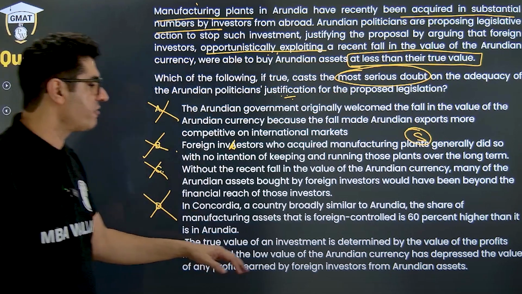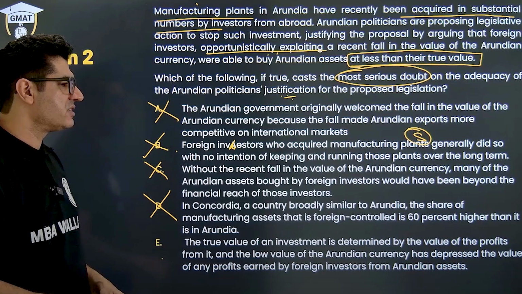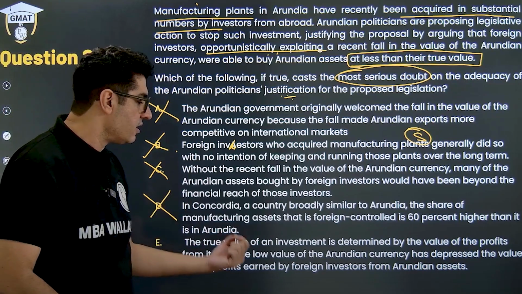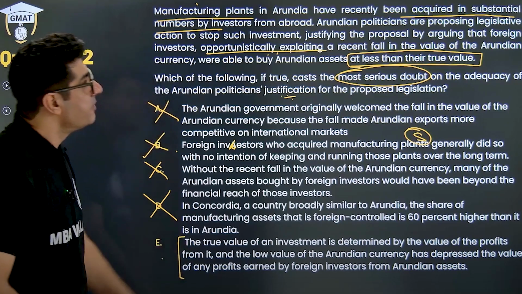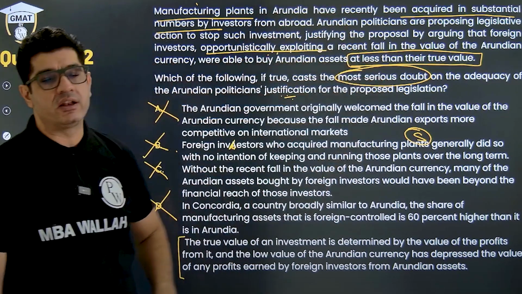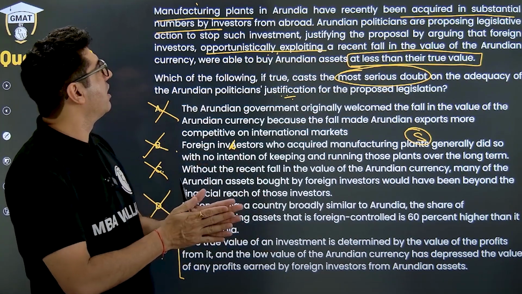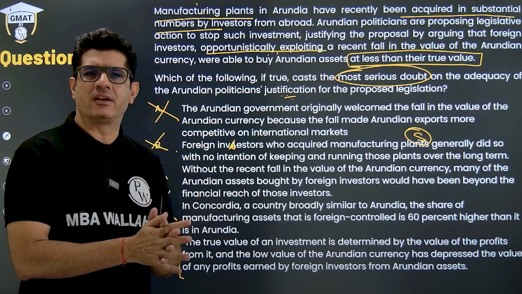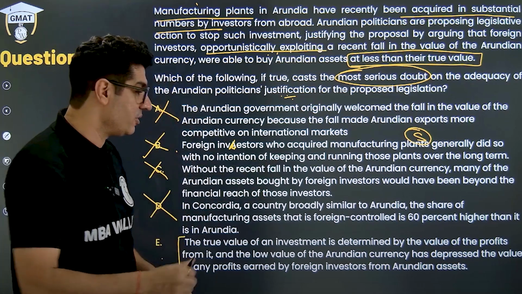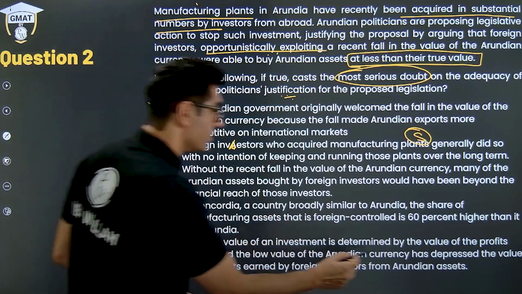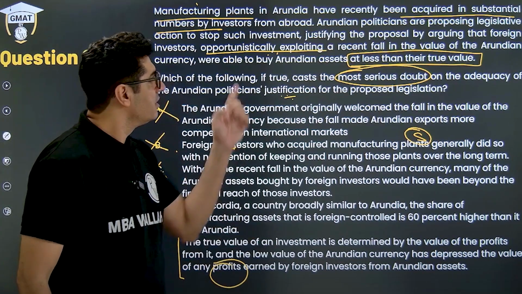E, the true value of an investment is determined by the value of the profits from it, and the low value of the Arundian currency has depressed the value of any profits earned by foreign investors from Arundian assets. So what E says is that because the currency has fallen, the profits that one can earn from Arundian manufacturing plants has also fallen. So if somebody has put in money in the country, even in this scenario, even when the profits are depressed, it means that they're not being opportunistic.